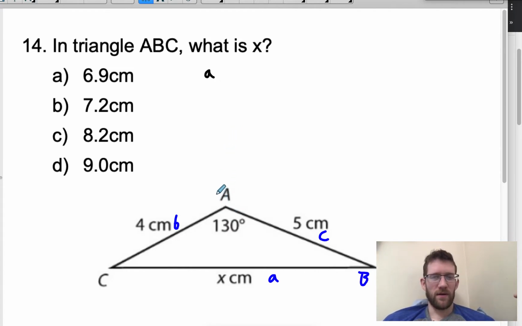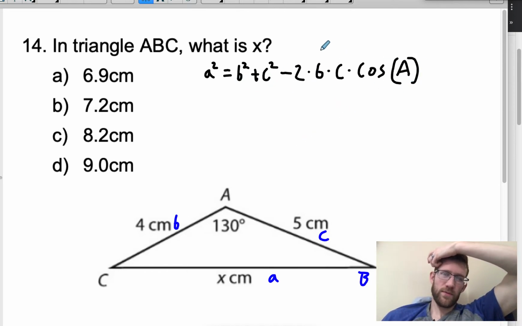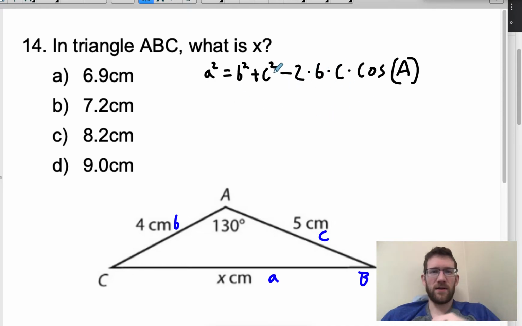And then those will be the 3 known pieces of information and the 1 missing that we can solve for. So a squared is equal to the other 2 sides squared and added together, so b squared plus c squared minus 2 times b times c times the cosine of angle A. Okay, I just copied that straight out of the book. Or most of you guys, after just doing it 2 or 3 times, started to get this memorized.